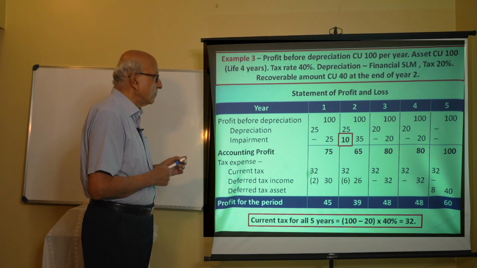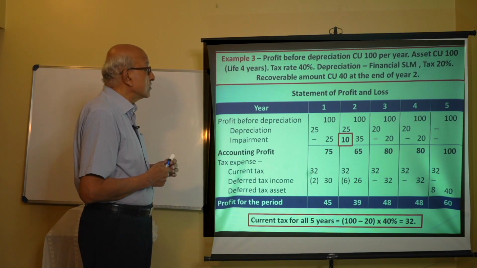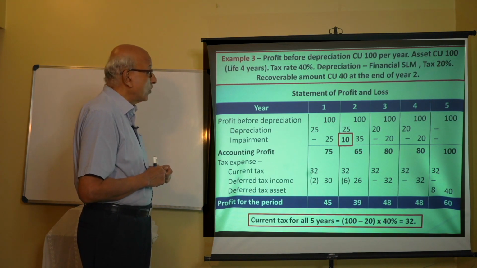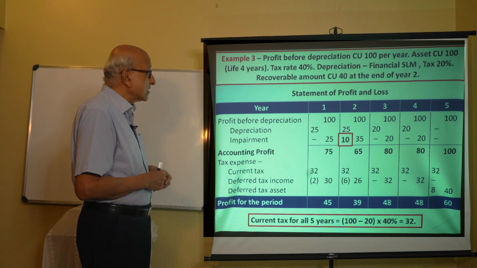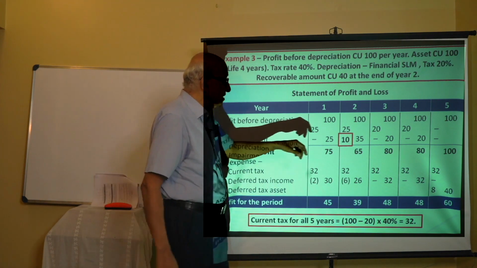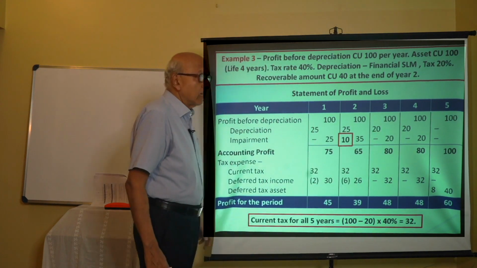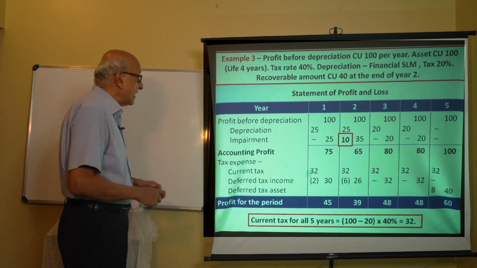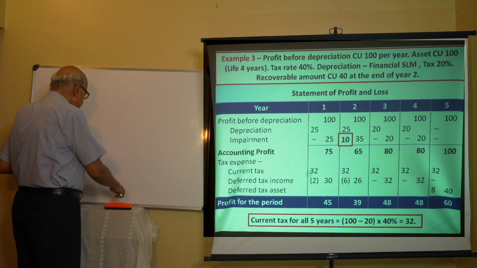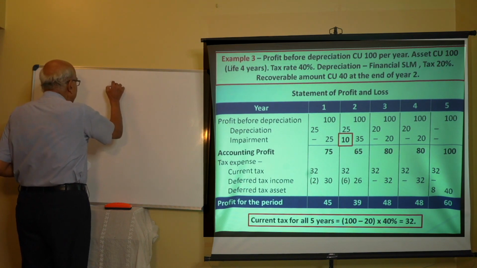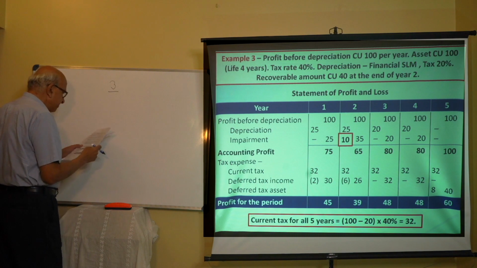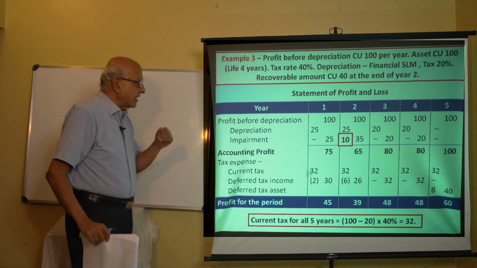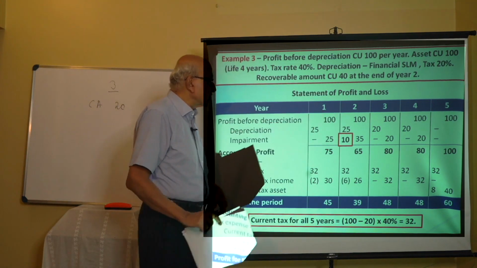Third year 100 rupees, but you see 40 rupees is the carrying amount at the end of year 2. Life is 4 years. That means for the remaining 2 years, 3 and 4, we can charge depreciation of 20 and 20, because 40 rupees is the carrying amount. So what is the carrying amount at the end of year 3? 20. 40 is the carrying amount at the end of year 2, minus 20, that is 20.